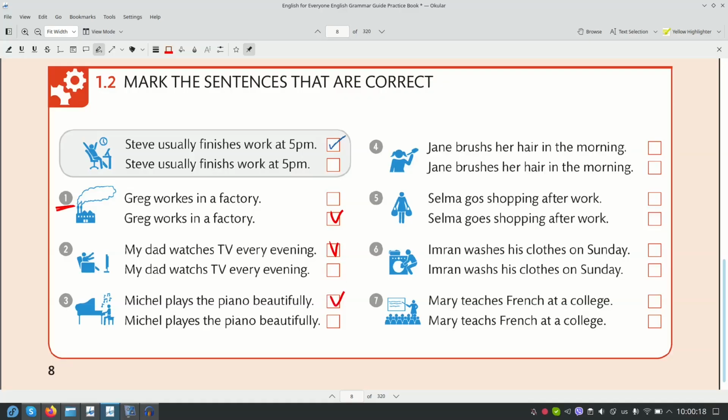The first one. Great. Number 4. Jane brushes her hair in the morning. The second one is correct. Selma goes shopping after work. The second one is correct. Imran washes his clothes on Sunday. The first one, that is easy. And Mary teaches French at a college. The first one is correct.